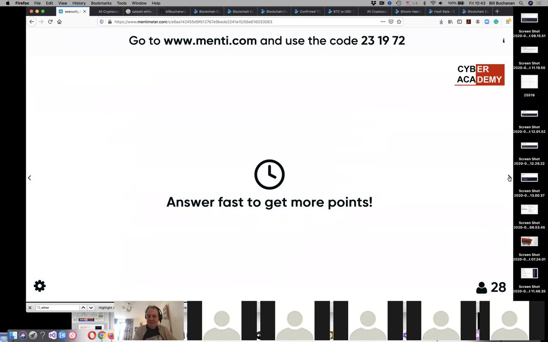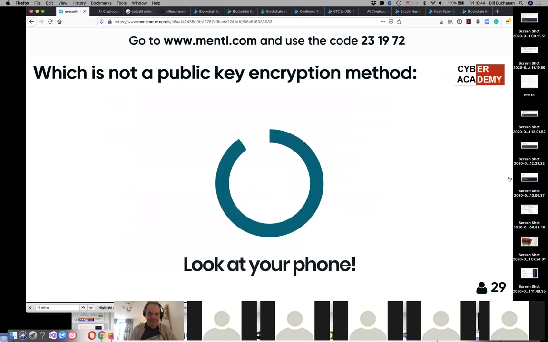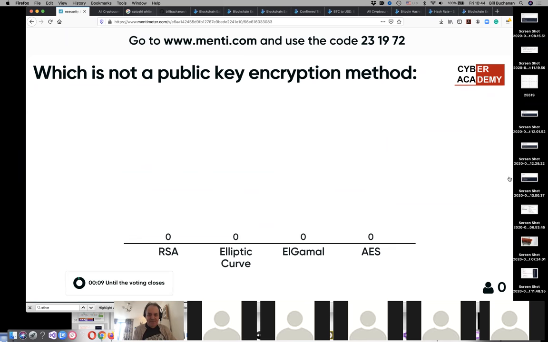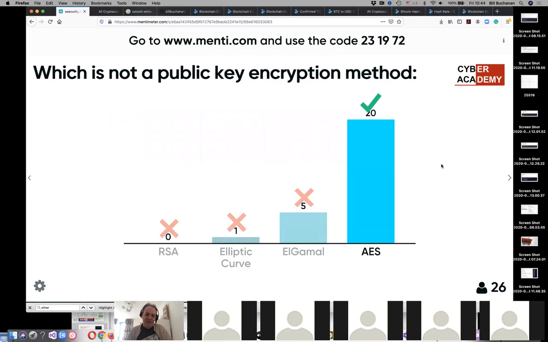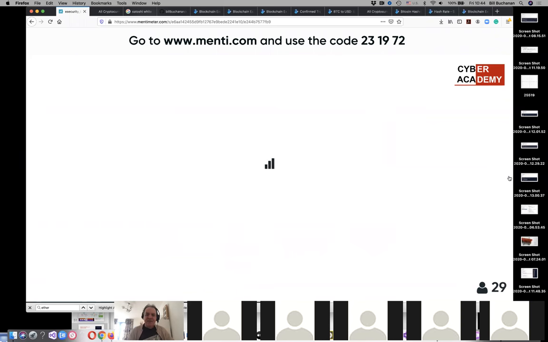Okay, next one. Which is not a public key method? Elliptic curve, ElGamal, or AES? The answer is AES, which is a symmetric key method. ElGamal, elliptic curve, and RSA are all public key encryption methods. Most of what we do in blockchain is elliptic curve, but obviously with quantum computers, that elliptic curve is going to be at risk.